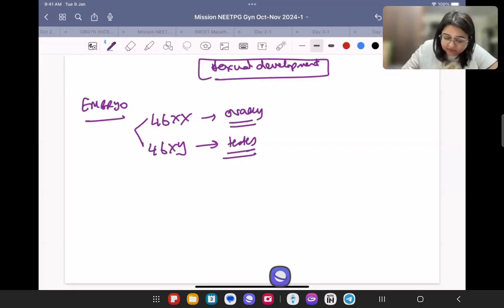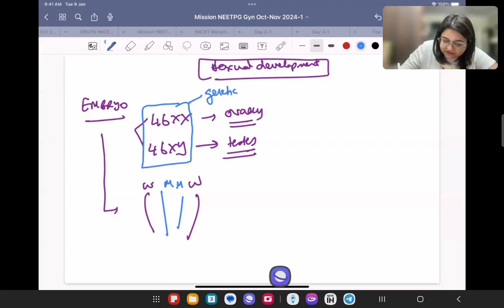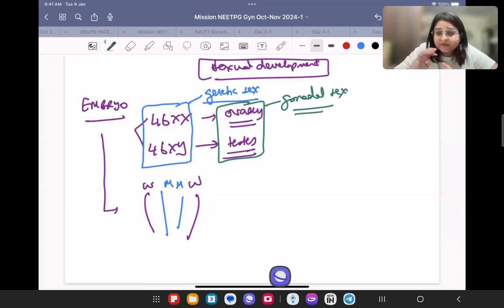Remember, in the embryo, in the beginning, till 8 weeks, both the Wolffian duct and the Mullerian duct are present. And then, depending on which sex it is, so this is called the genetic sex. The 46XX or 46XY is the genetic sex. The genetic sex is going to determine what is the gonadal sex. So the first determinant of sex is the genetic sex. Is it 46XX? Is it 46XY?